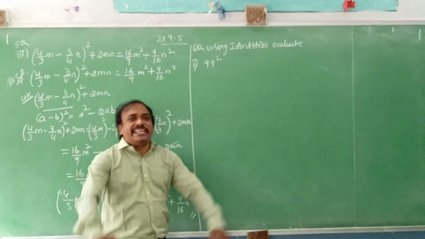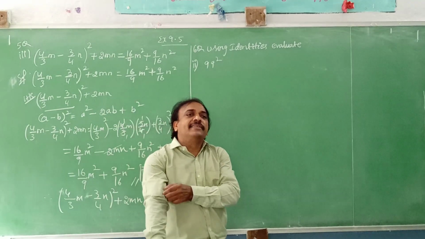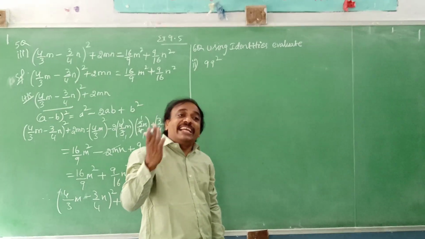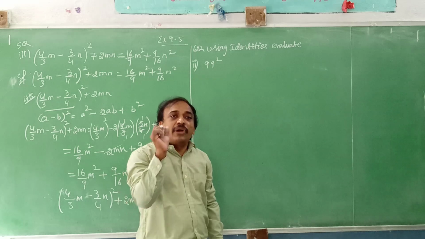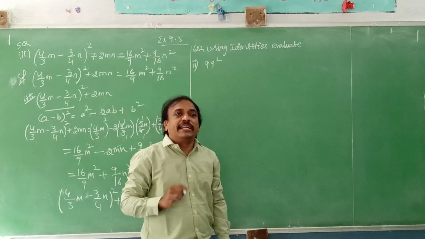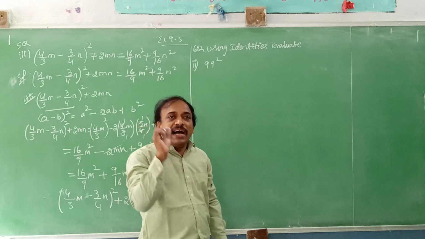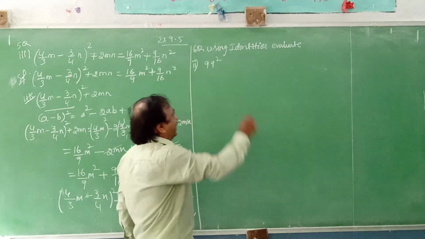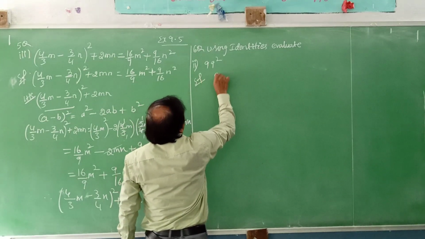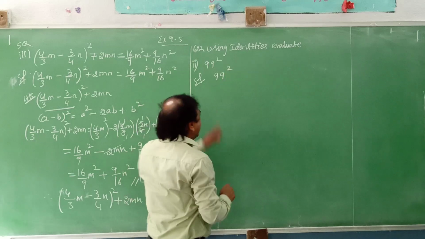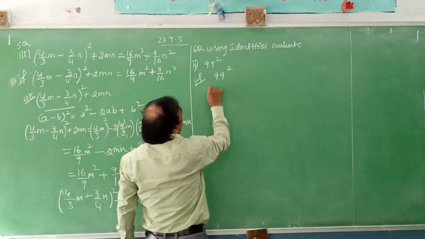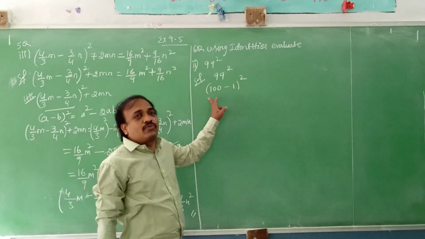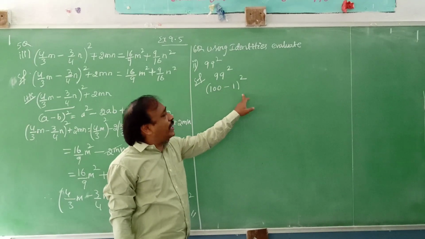The nearest round figure of 99 is 100. How to get 99 from 100? Yes, you have to subtract 1 from 100. 100 minus 1 is equal to 99. Look at this solution. This is given as 99 square. This can be written as 100 minus 1 whole square. What is 100 minus 1? 99. So, (100 minus 1) whole square.